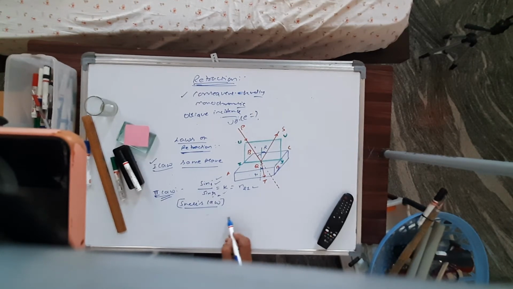Okay, so like this we have to understand the laws. I hope you are able to understand. The second law is also called Snell's law. If one mark is asked to state Snell's law, you must write: for a given pair of media, the ratio of the sine of angle of incidence to the sine of angle of refraction is constant, and this constant is called the refractive index of medium 2 with respect to medium 1. I hope you are able to understand.